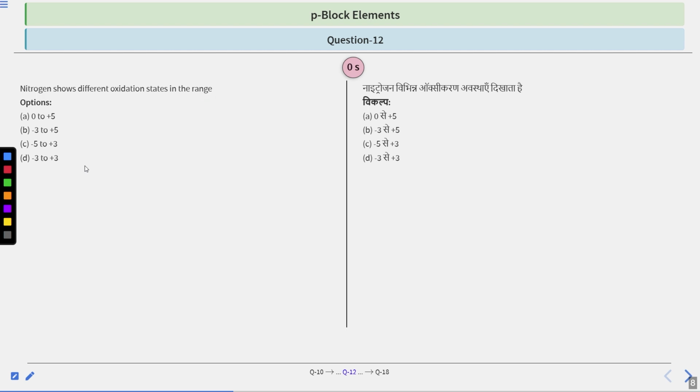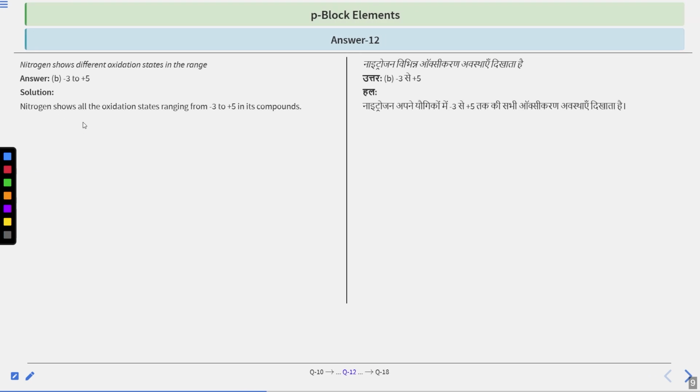Okay, let's see. The correct answer is option B, that is -3 to +5. Nitrogen shows all the oxidation states ranging from -3 to +5 in its compounds. If you look at the electrons present in nitrogen, there are 7 electrons. So if you write the configuration, it will be 2, 5, for the 7 electrons, and in the outermost shell 5 electrons are there, right?